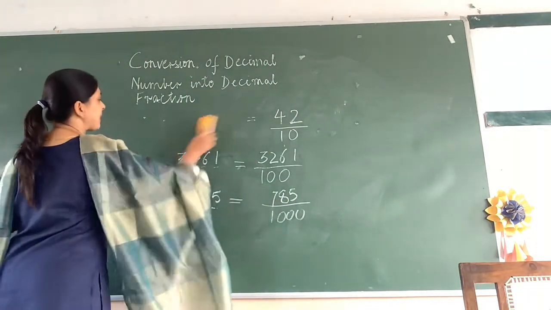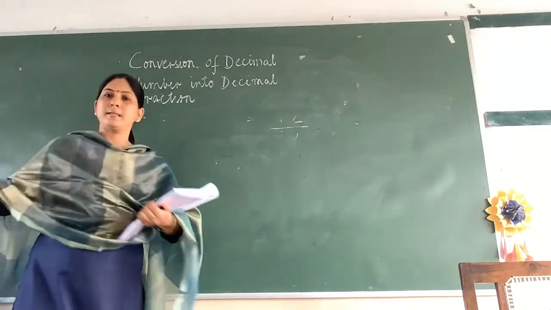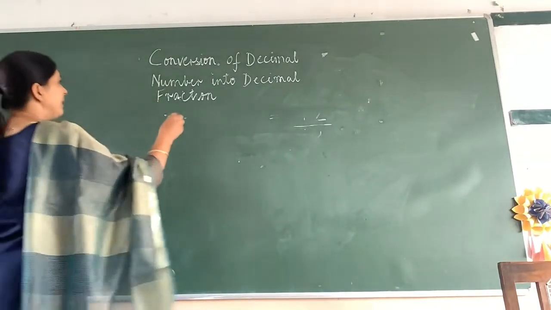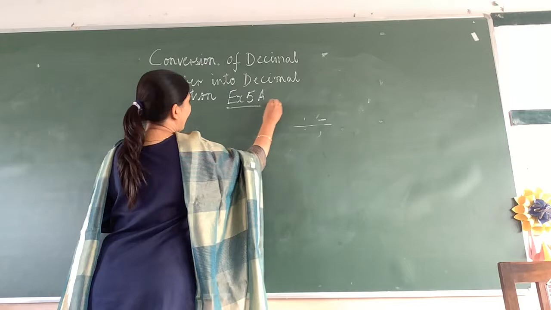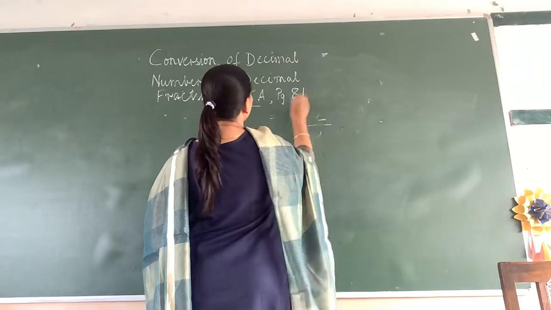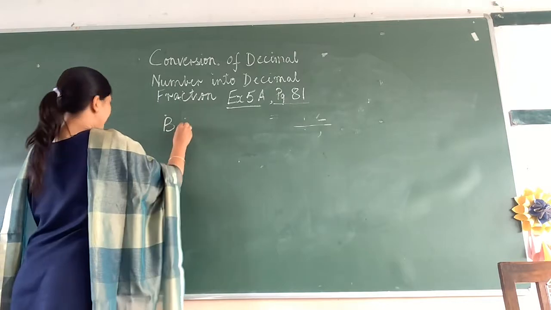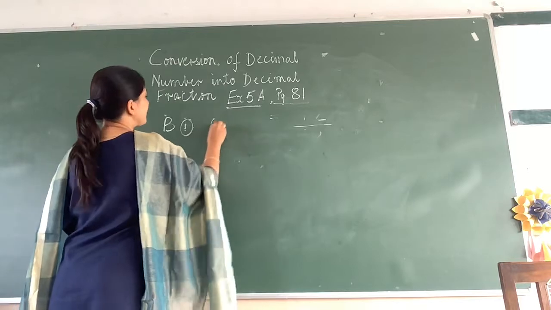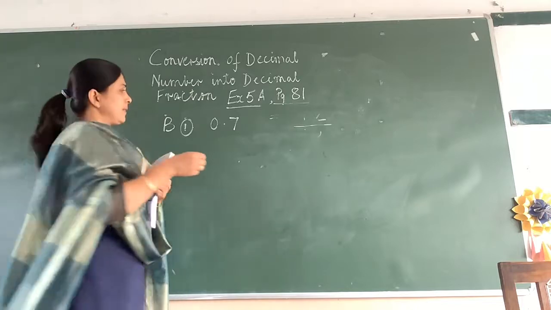Let me write these examples. This is exercise 5A and page number 81. Question B. Let's take the first sum. First sum is 0.7. Let's change this decimal number into a decimal fraction.